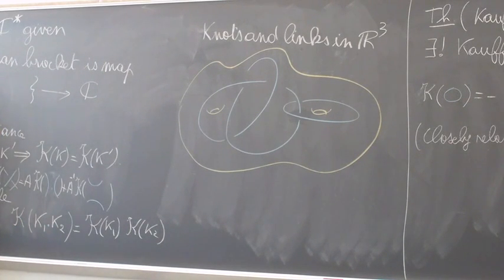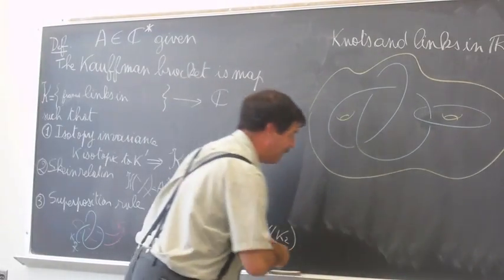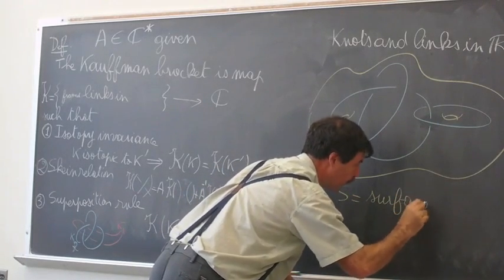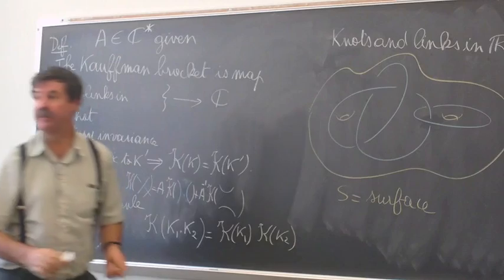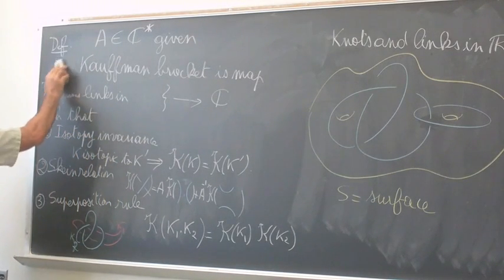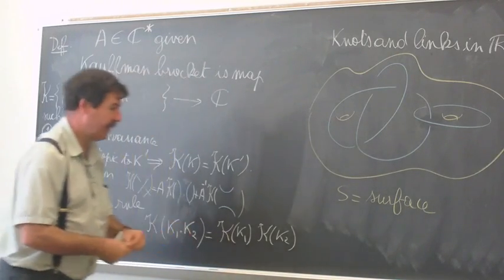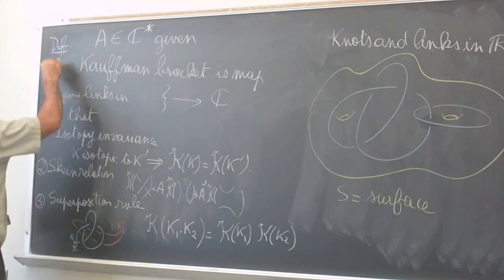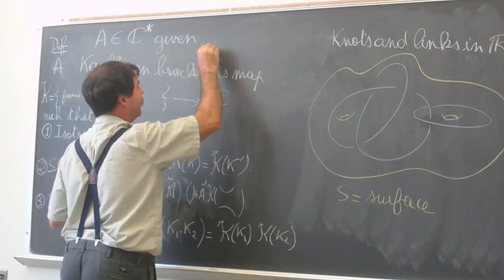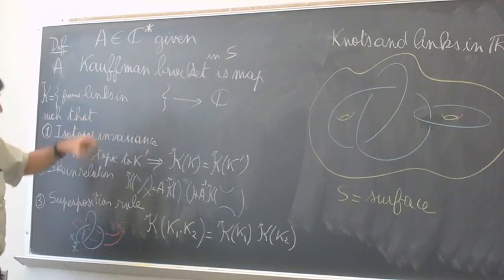So now let S be a surface. I'm not specifying anything, but it has to be two-dimensional. And I'm not going to talk about the Kauffman bracket, but I'm going to talk about a Kauffman bracket in the surface S.